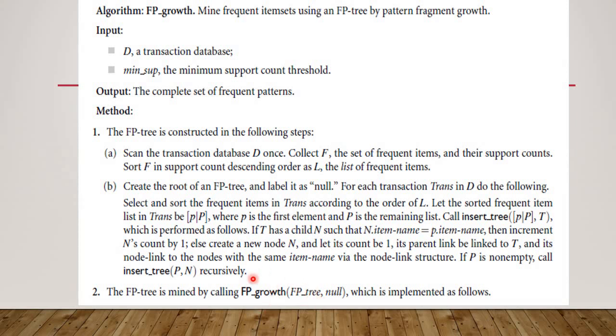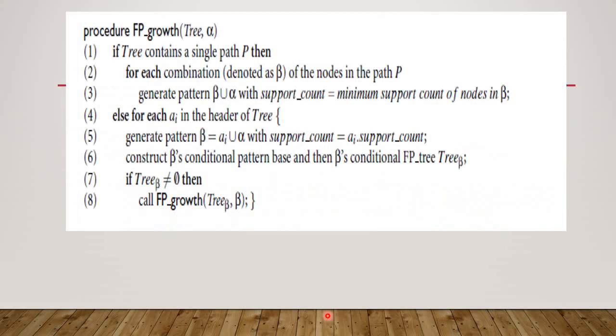And then you make a function called FP growth, where you pass the entire tree and a null set. Null set there is nothing but the path which we are going to find as a frequent path. Now here there are two parts. The first part says that what if a tree has a single path, and the second part, the else part, says that what if a tree has multiple paths.